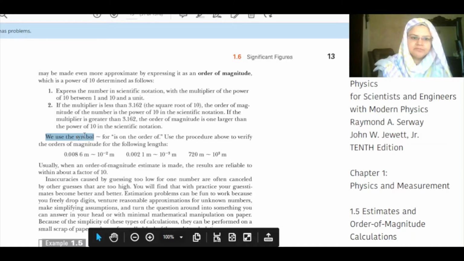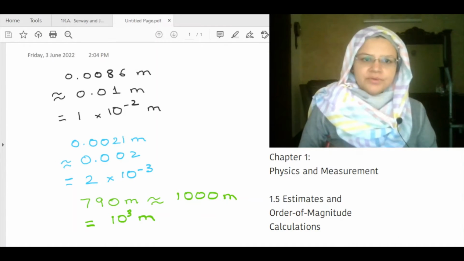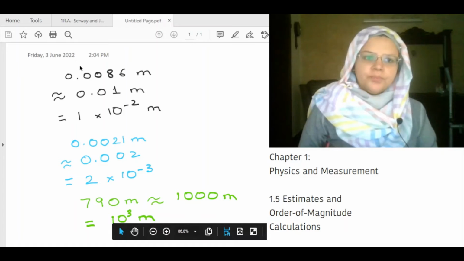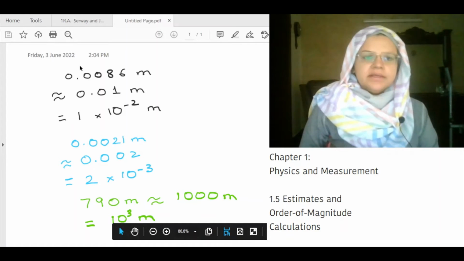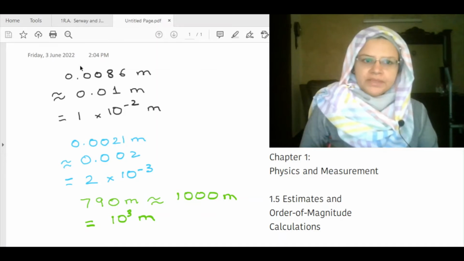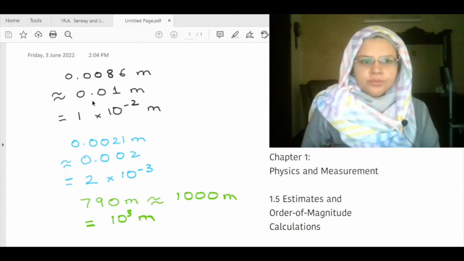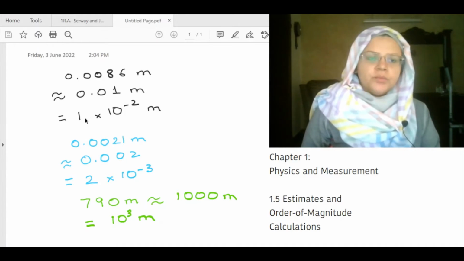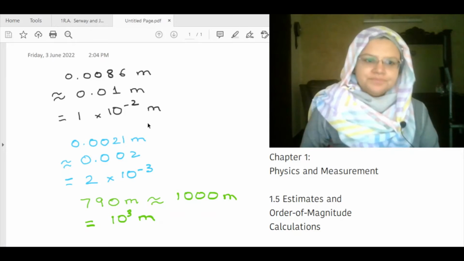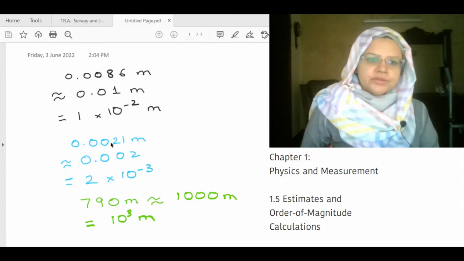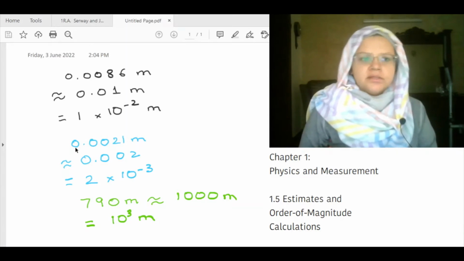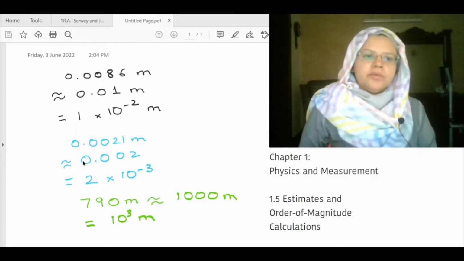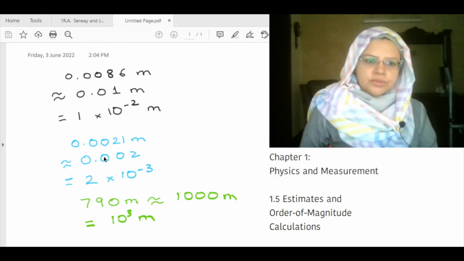Use the procedure above to verify the order of magnitude of the following lengths. As an example, we'll consider three values. For example, 0.0086 meters. It is greater than 0.004 meters. Therefore, we will round it to 0.01 meter. If we move the decimal 2 places to the right, we'll get 1 times 10 raised to power minus 2 meter. Another value is 0.0021 meters. Since it is less than 0.004 meters, we will approximate it to 0.002 meter.